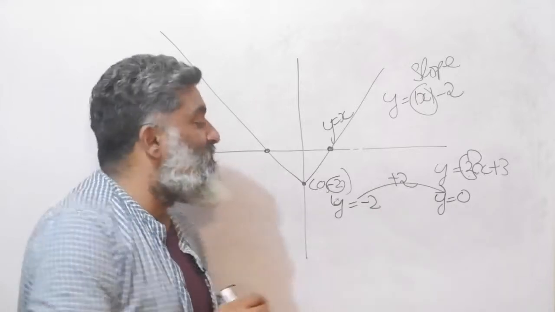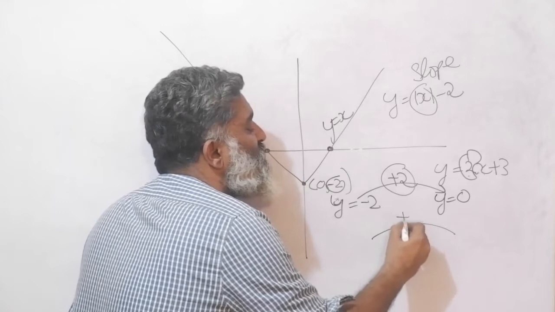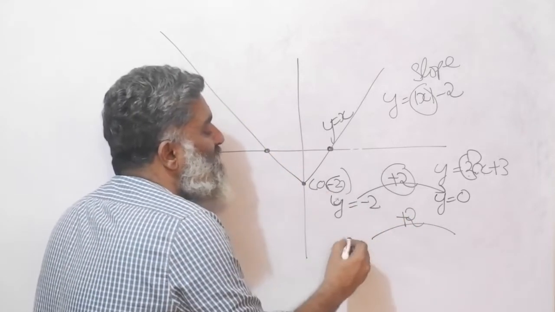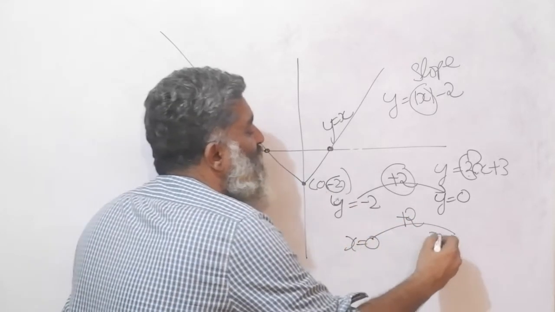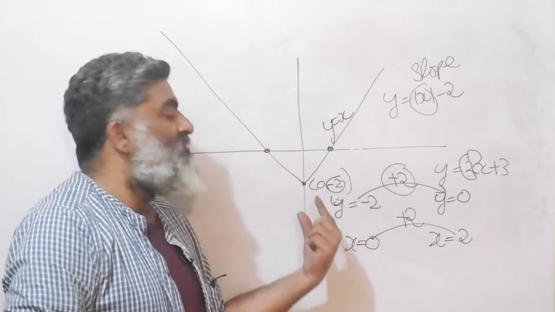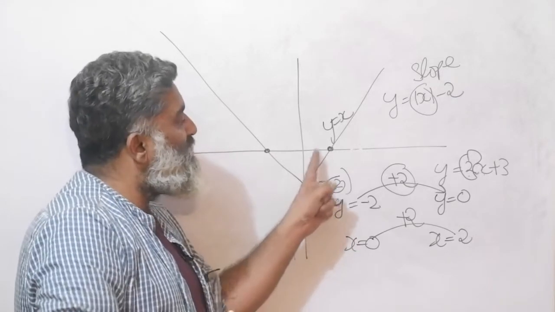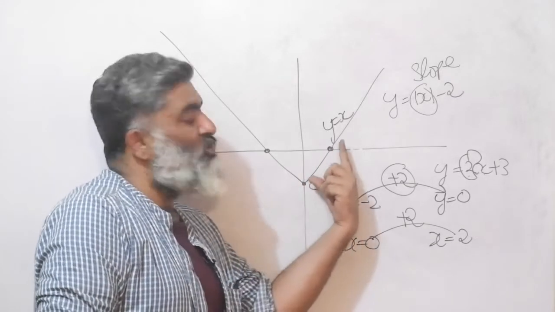Here y is changing by 2. That means x also should change by plus 2. What was x here? X was 0, so now x should be 2. So it's a long way of going about it, but a lot of times you see something, you know the slope, so maybe you can figure out this point using the slope theory.